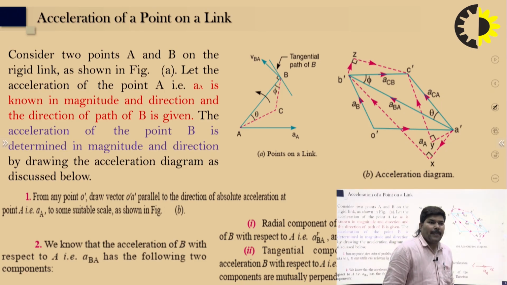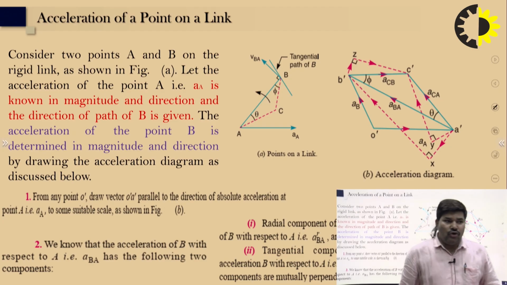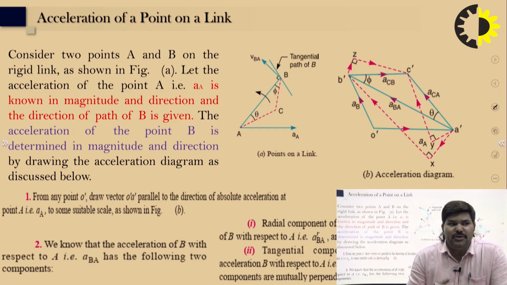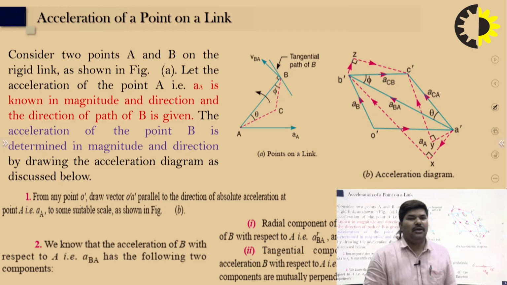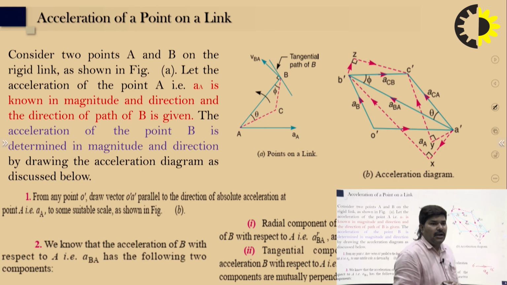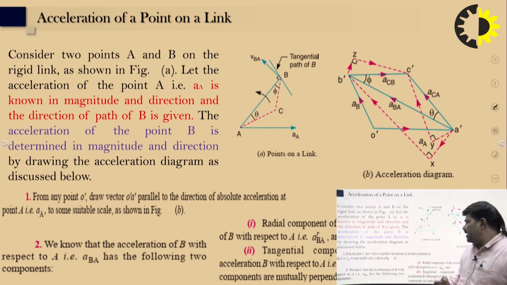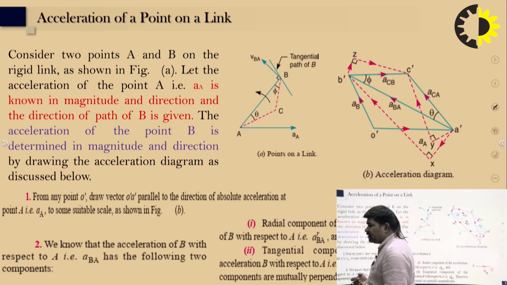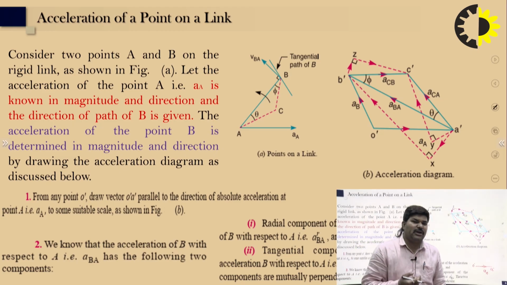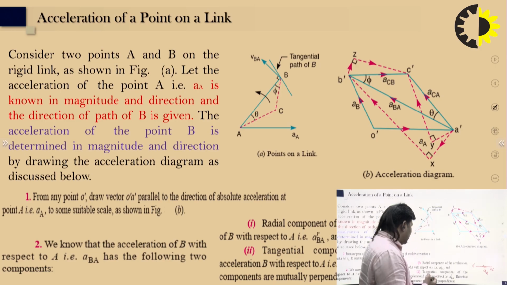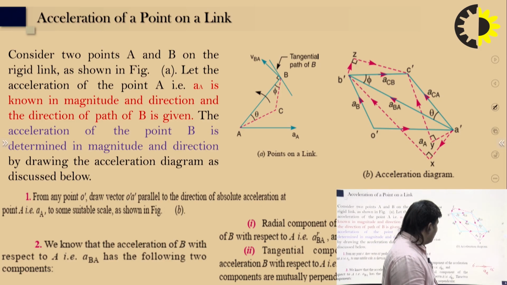After that, we know that the acceleration of B with respect to A has two components. One is the radial component and the second one is the tangential component of B with respect to A. These two components are mutually perpendicular. So how to draw? Let us come to them one by one.